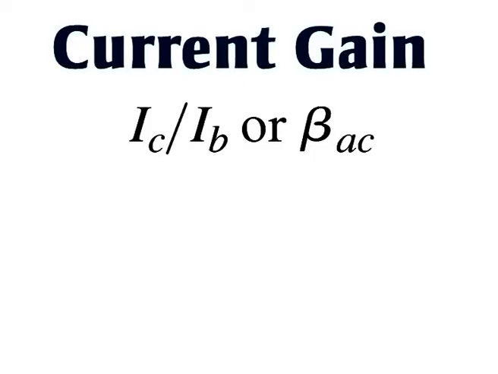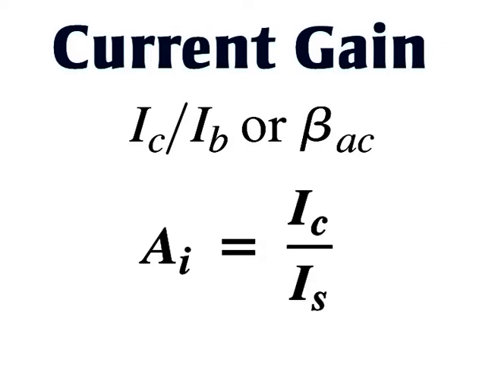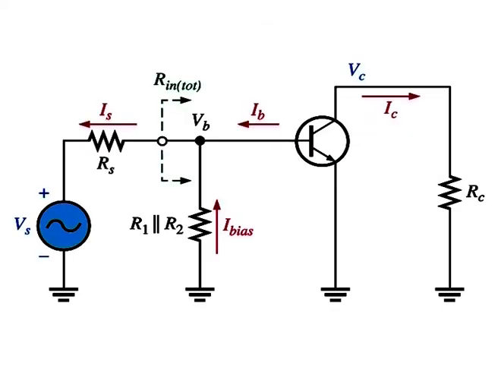Current gain. The current gain from base to collector is Ic over Ib or beta AC. However, the overall current gain of the common emitter amplifier is Ai is equal to Ic over Is. Is is the total signal input current produced by the source, part of which is base current and part of which goes through the bias circuit as shown in the figure.